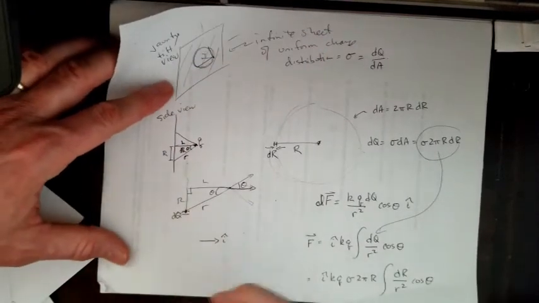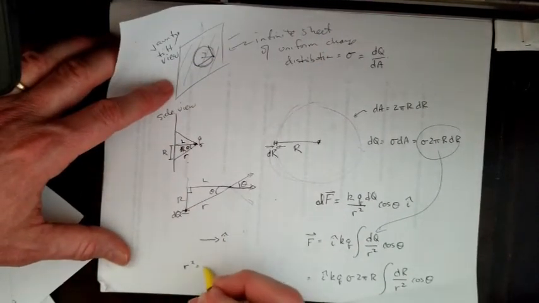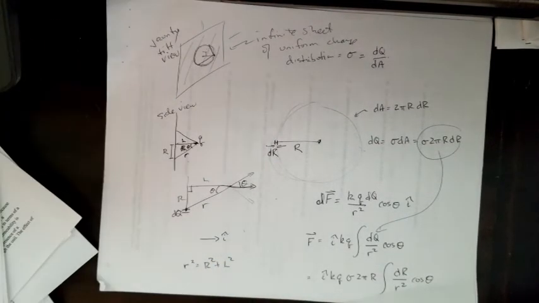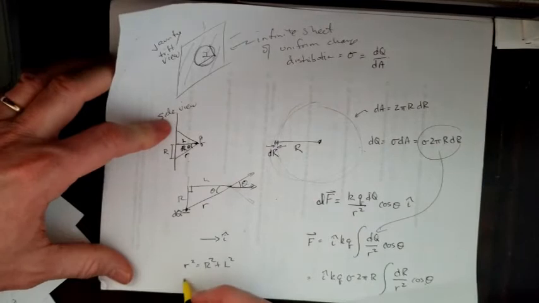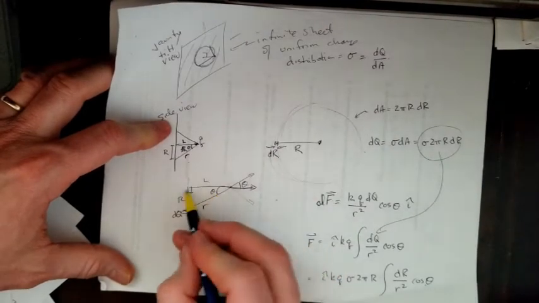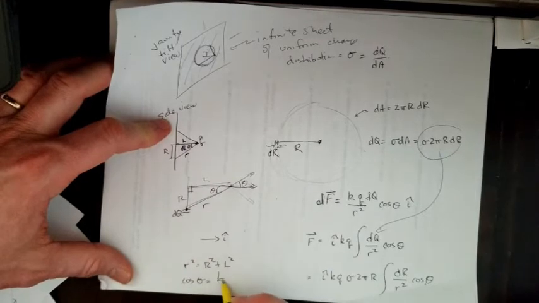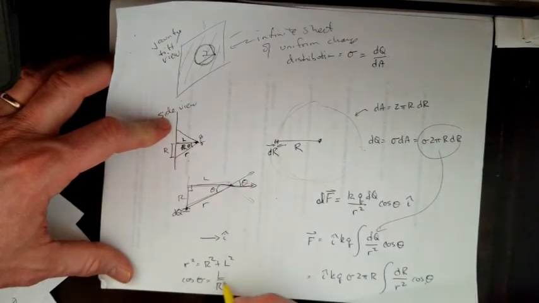I have a right triangle right here, so I know that little r squared is equal to big R squared plus L squared, so I can stick that into here. Cosine of theta: again, I have a right triangle here, so I can use some right triangle trig. Cosine of theta would be equal to L over little r.